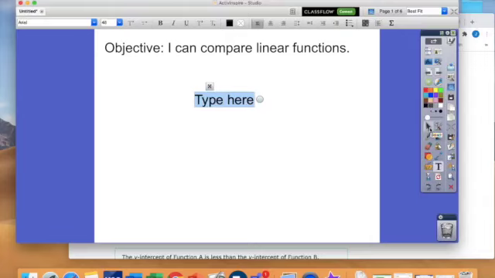Okay, guys, we got a short lesson today. All right, short little video, and we're going to go over some of these together as well. But our objective for the day is that I can compare linear functions.